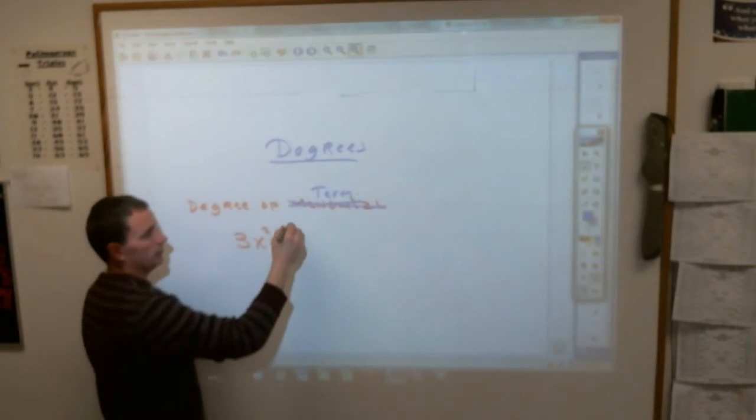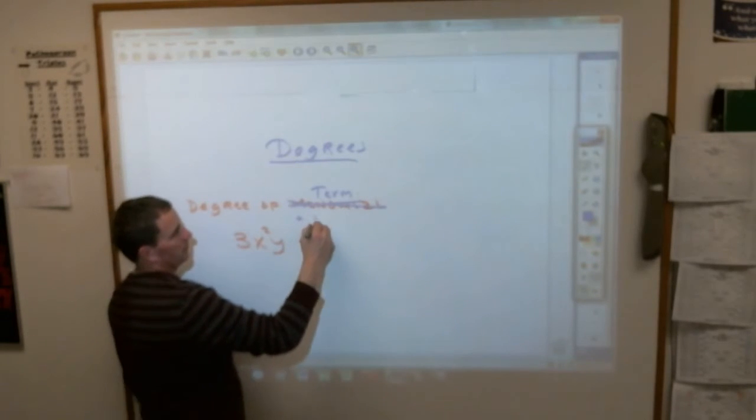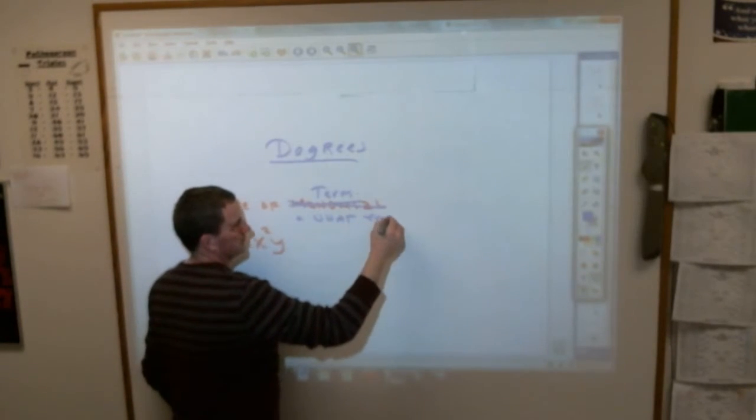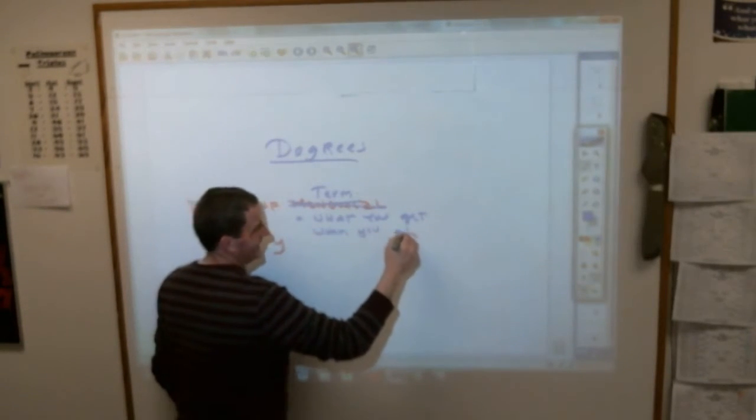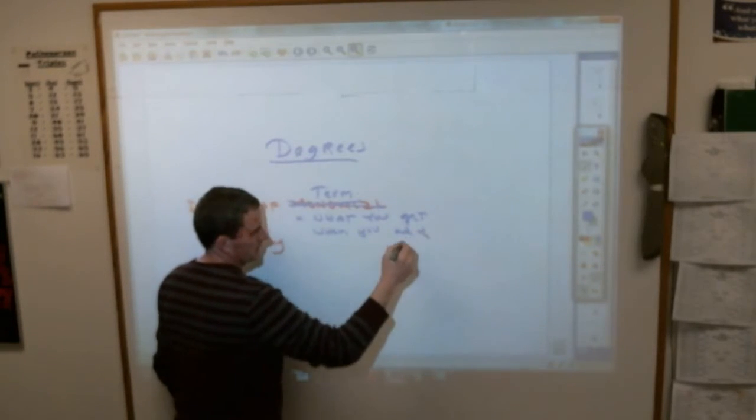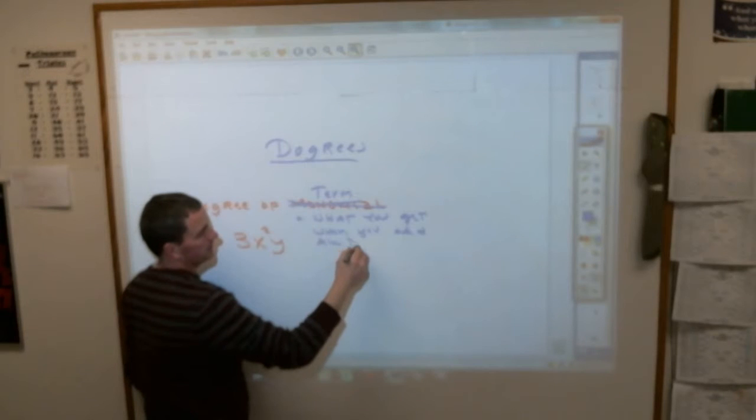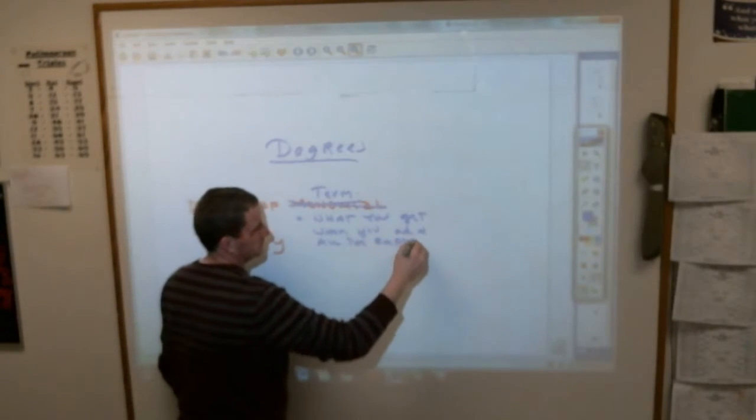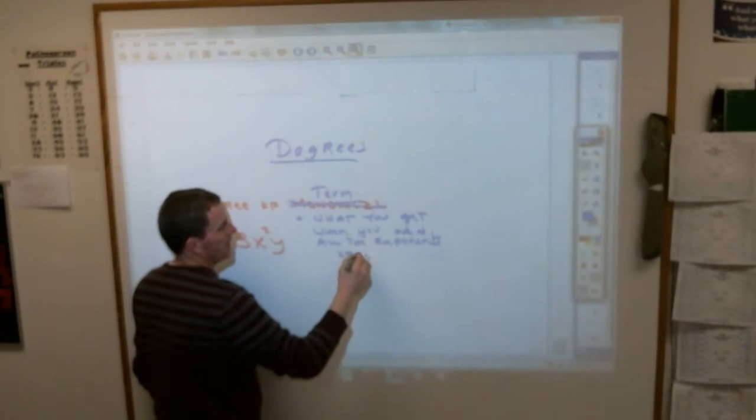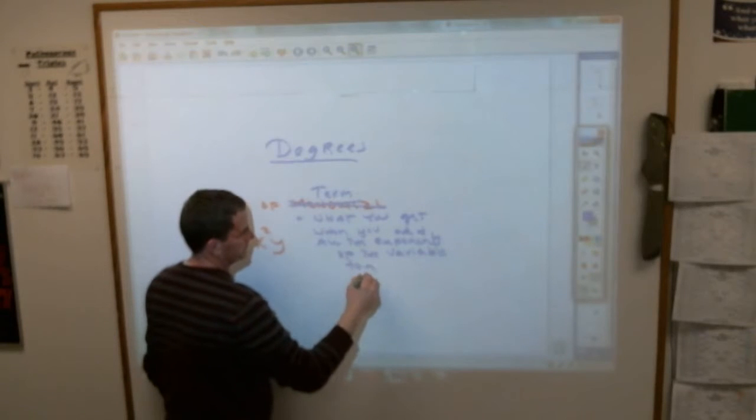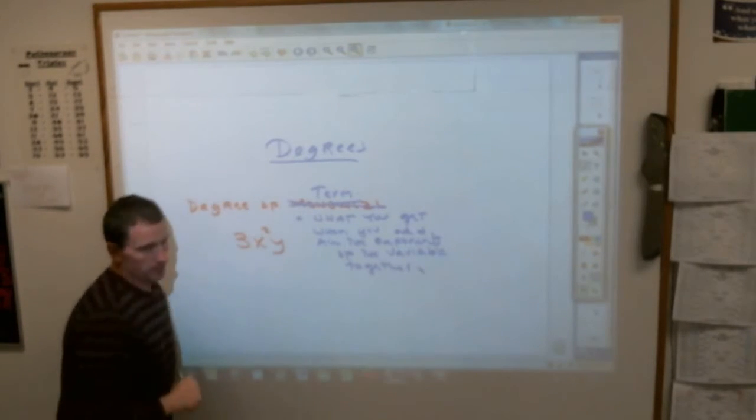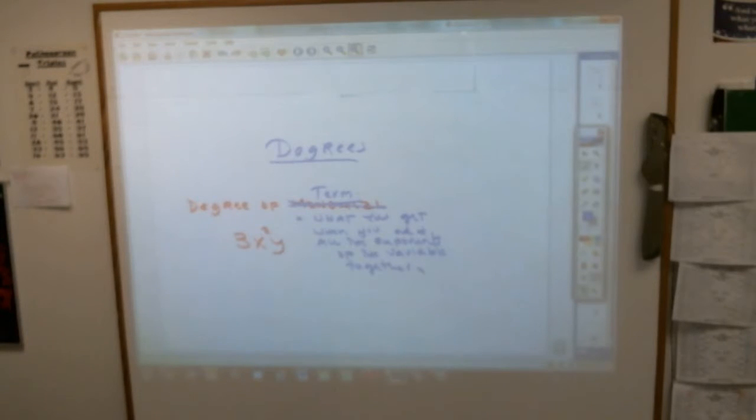The degree of a term is what you get when you add all the exponents of the variables, which are the letters, together. Okay, give you a chance to write that down.